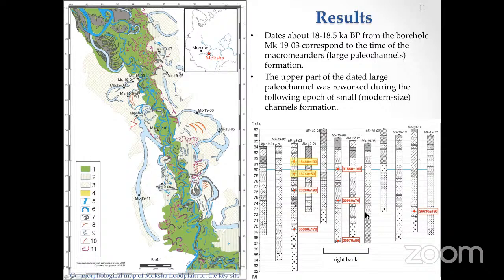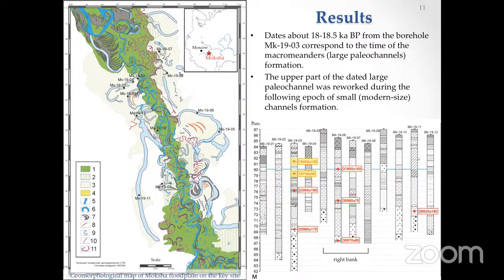The next group of dates, about 18,500 years BP from borehole 3, correspond to the time of the macromeanders formation. The position of these dates compared to the others shows that incision of the river was not as deep as it was at the end of MIS 3. And the ages of large paleochannels, starting from 18.5, were established in many river valleys of the East European plain before.